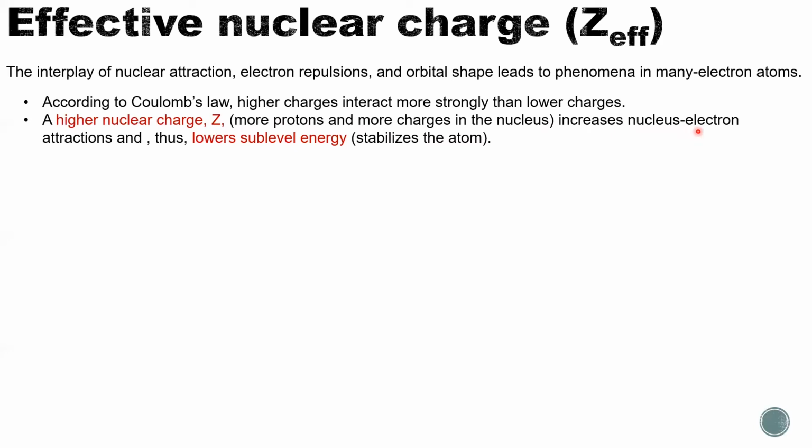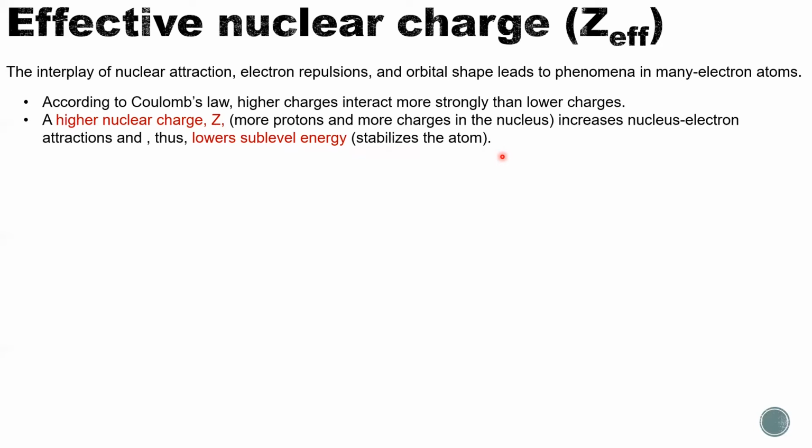They are different charges, right? Positive in the nucleus, negative in the electrons. They are attracted to each other. So higher charge in the nucleus will increase this attraction between the nucleus and electrons, and thus lowers the sublevel energy. In other words, it stabilizes the atom. The lower the energy, the more stable it is.